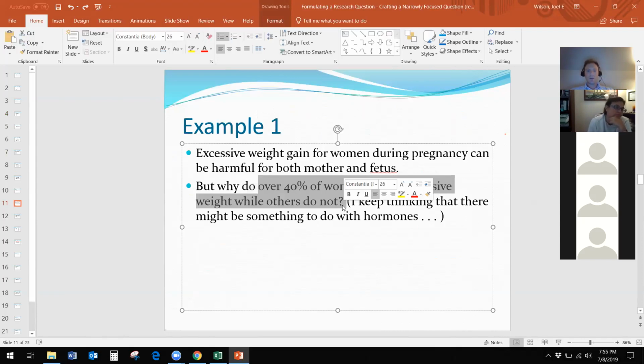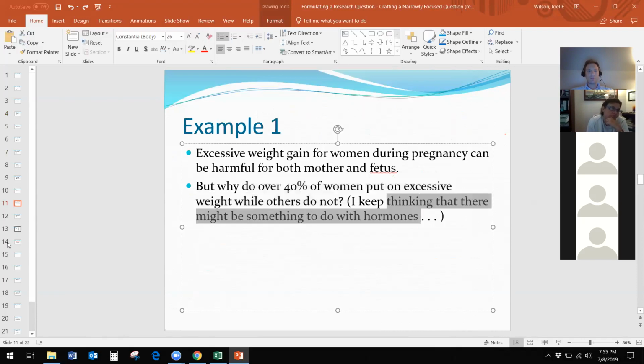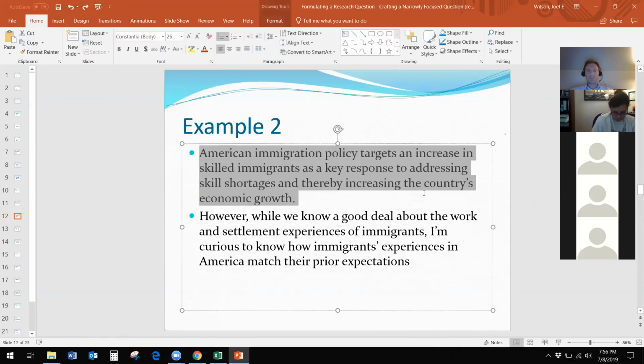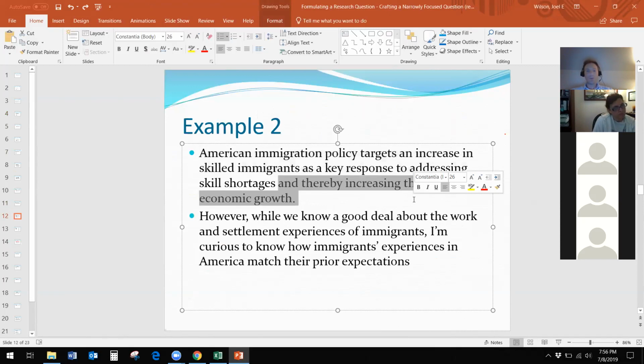What's going on? So I start thinking maybe it has to do with hormones, and I begin creating a hypothesis. Let's change topics in case you don't want to write about medicine. American immigration policy targets an increase in skilled immigrants as a response to addressing skill shortages. This has been really discussed recently when the topic of immigration comes up, right? And thereby increasing the country's economic growth.